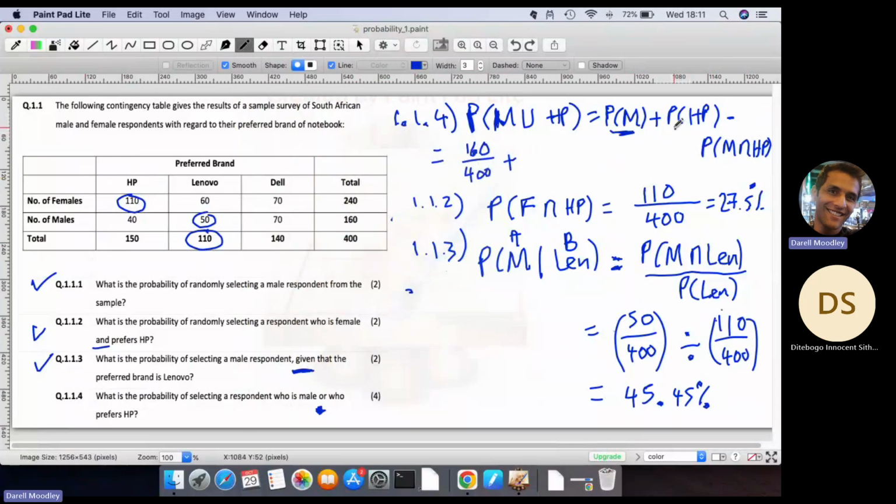Plus, now let's look at the probability of HP. Probability of HP is 150 over 400, because there are 150 HP laptops in total. And then the last probability is the intersection, the joint probability of male and HP. How many males use HP? There's 40 of them. So where they intersect, that's 40. So that'll be minus 40 over 400. And that is equal to 67.5%.